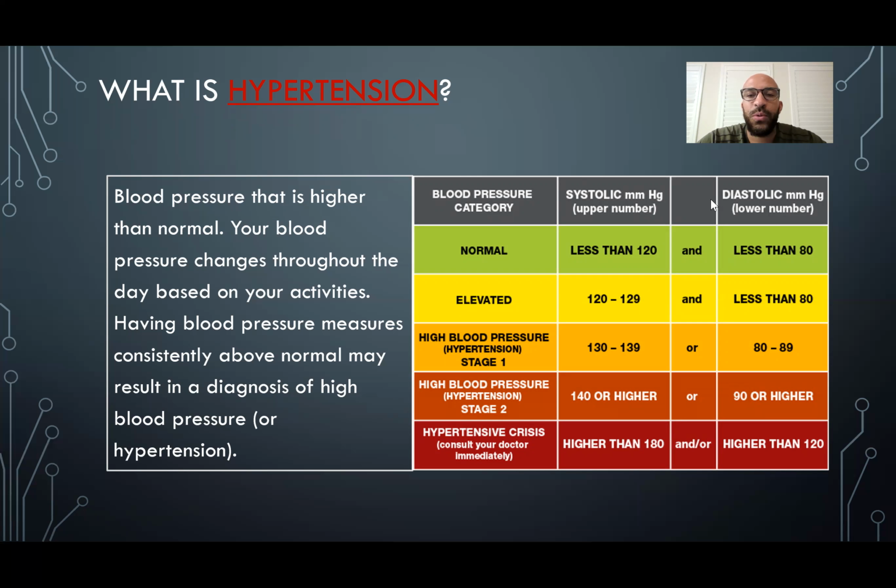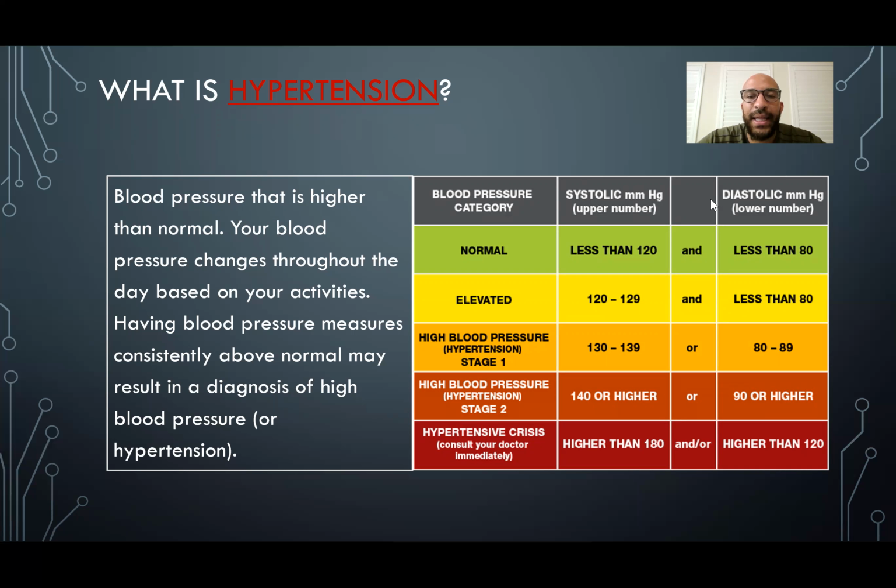So what is normal? Normal is when the blood pressure is less than 120, the systolic, which is the top number or the upper number on the blood pressure. And the diastolic is the bottom number on the blood pressure. And that number, when it's normal, is less than 80. So a normal blood pressure would be 110 over 60. That's a normal blood pressure.